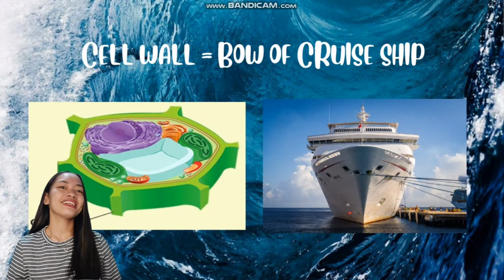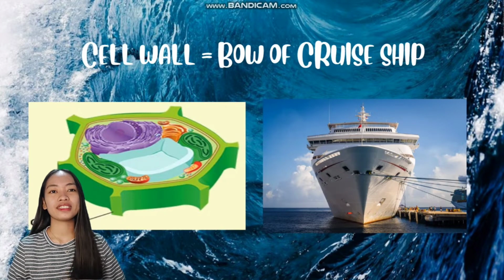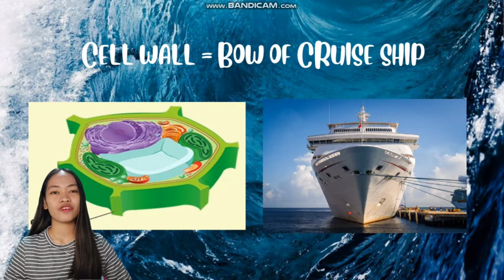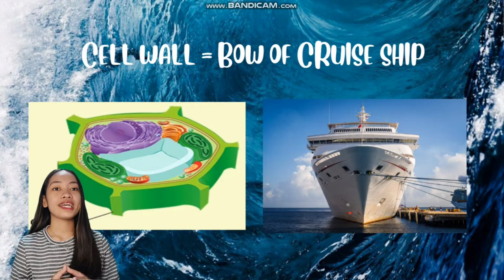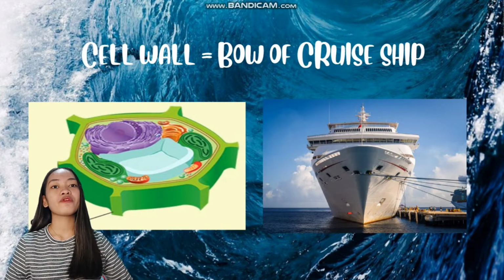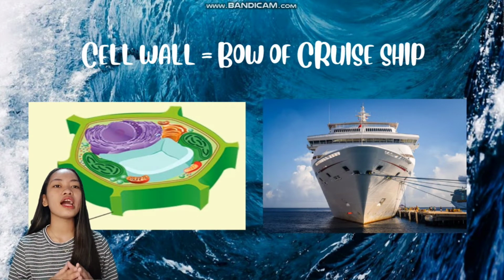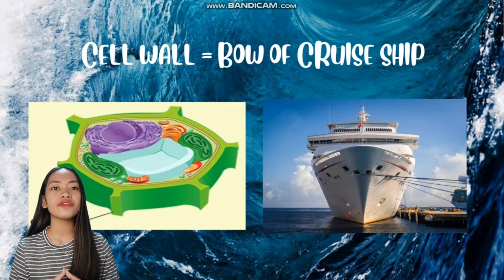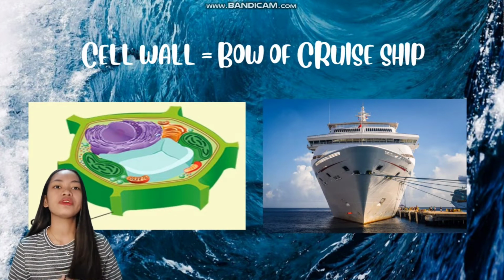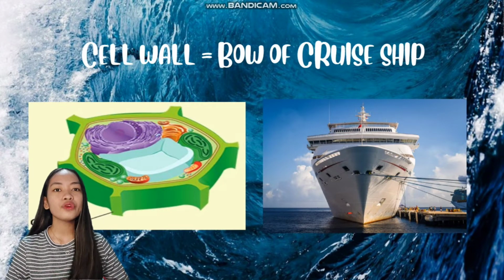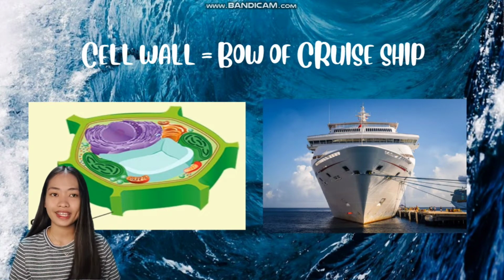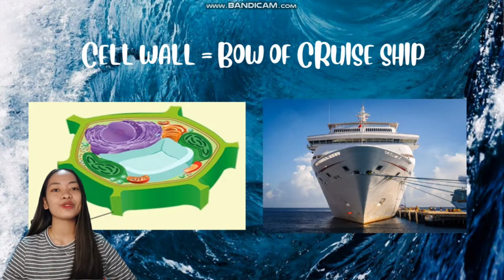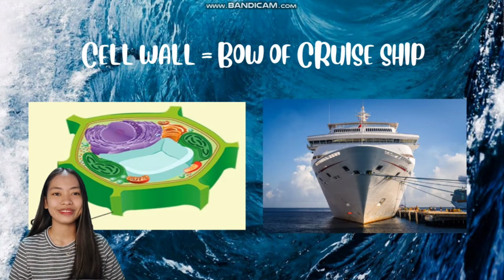As I said, the cell wall supports and protects the cell. In a cruise ship, the cell wall can be compared to the bow of a cruise ship. The bow slices the waves, preventing them from crashing at the hull and allowing the ship to continue its smooth course so travelers feel softer motion and fewer vibrations and disturbances. To make it simple, the bow also supports and protects the cell just like the cell wall.